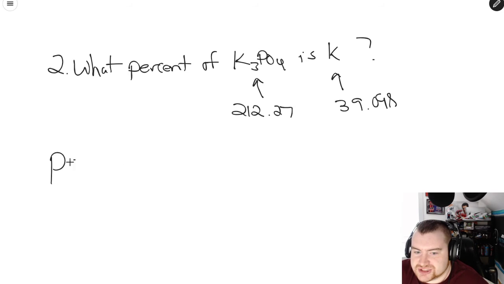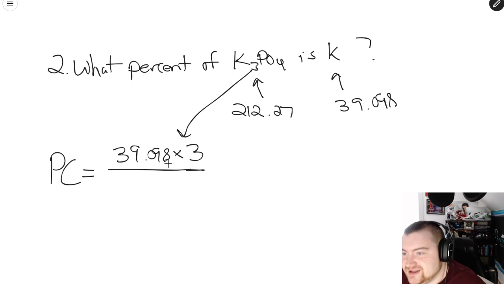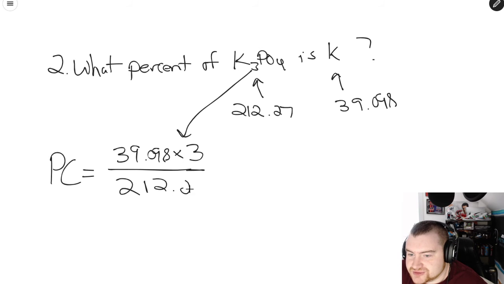So our percent composition is going to be the mass of an individual element on top. So it's potassium, so it's 39.098. Now, how many potassium are in our formula? We have to remember that if we have 3 of them, this number needs to be multiplied by 3, right? So in this case, it is multiplied. And then the total mass is 212.27.